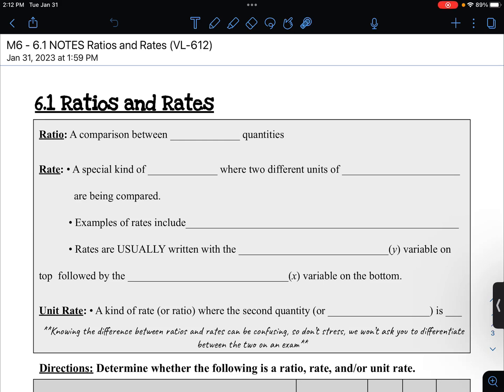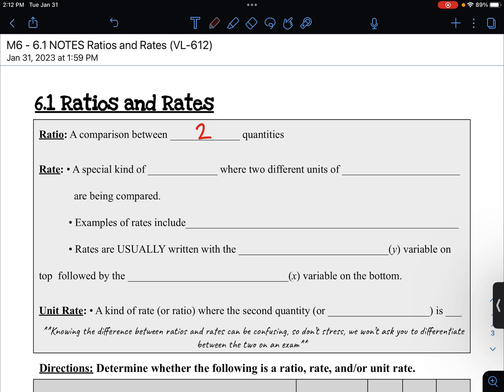In this video, we are covering ratios and rates. This is a VL-612. Let's begin. So, what is a ratio? A ratio is a comparison between two different kinds of quantities or numbers, two amounts of things.